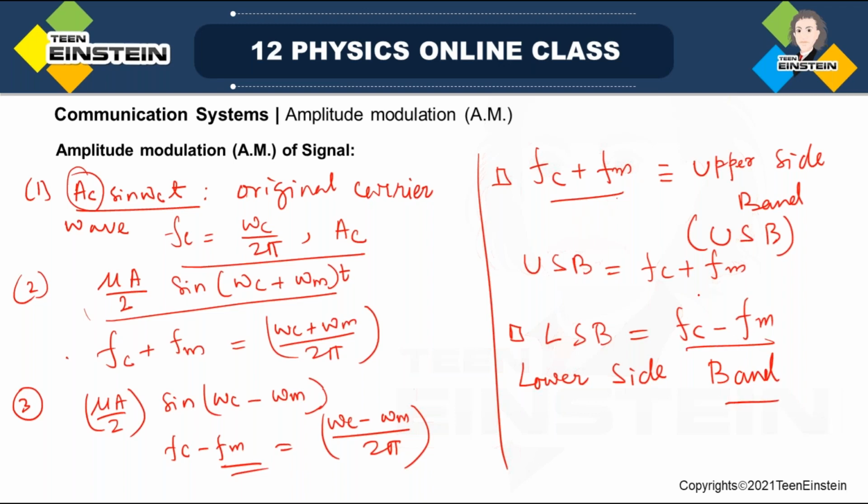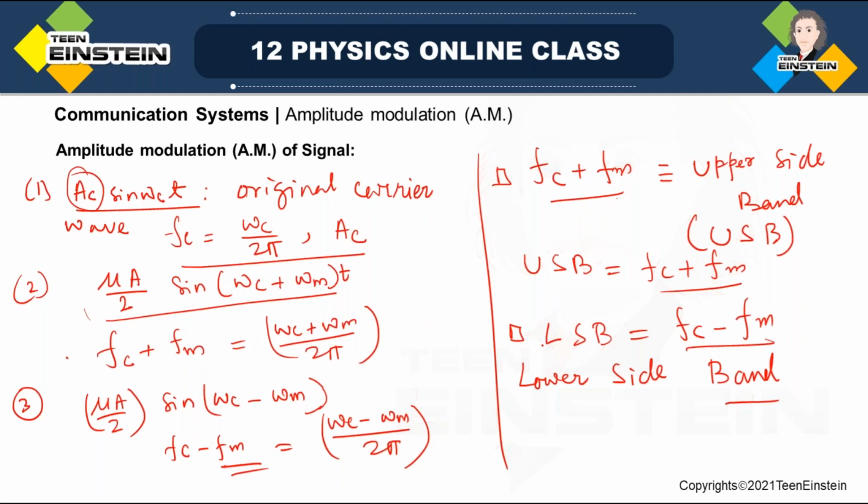So what do you get after modulation? You get lower side band and upper side band. That means you are actually getting three different frequencies. As the carrier frequency is many times greater than the modulating frequency, the sideband frequencies are close to the carrier frequency.